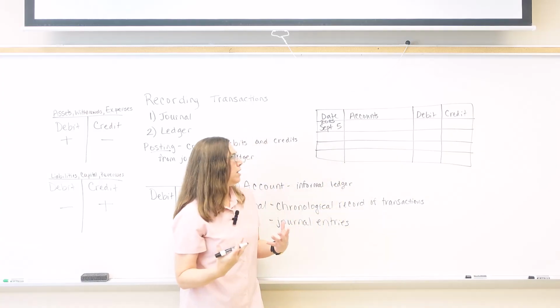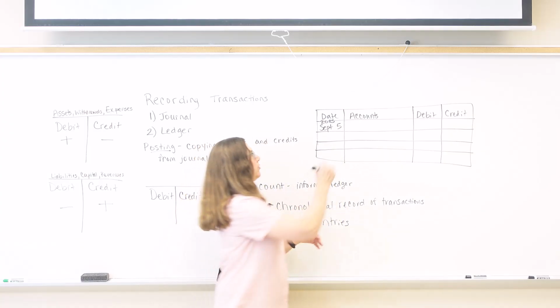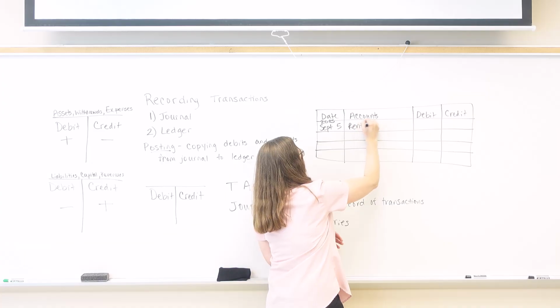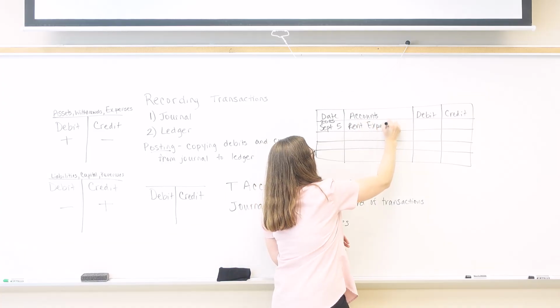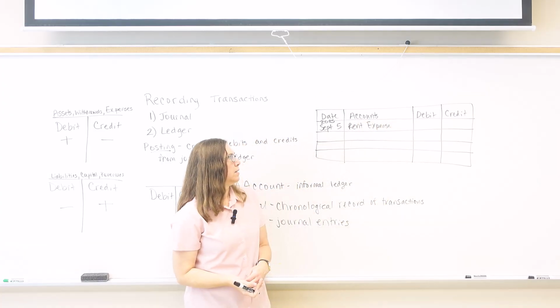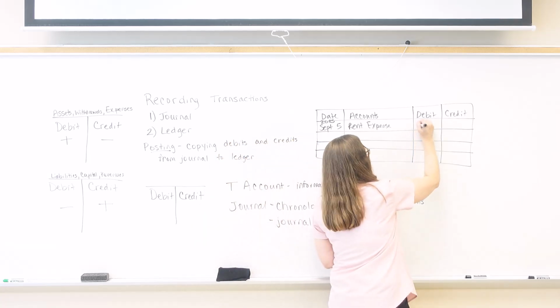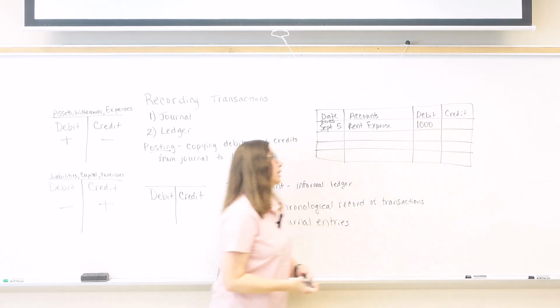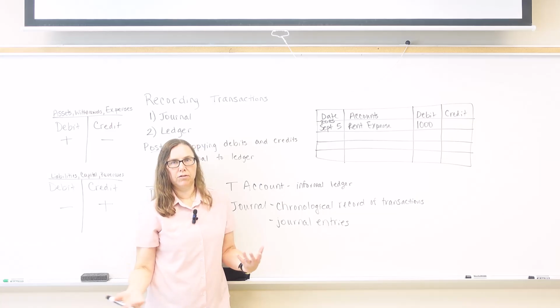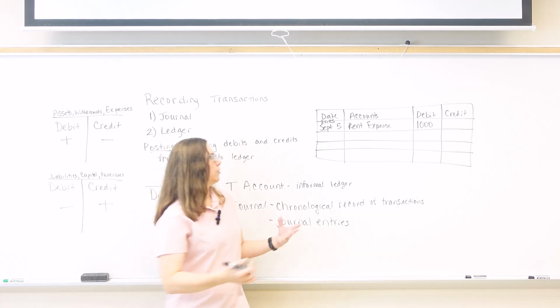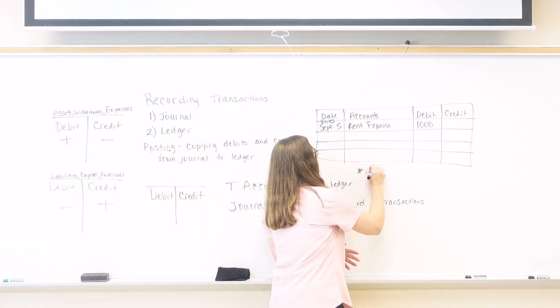So let's say they're paying rent with cash. So you would be debiting rent expense. So that's going to go on the first line. And then you would put the amount in the debit column. So you've got a column for debit and a column for credit, and you would just put the number in the correct place. So you're always putting debits first.